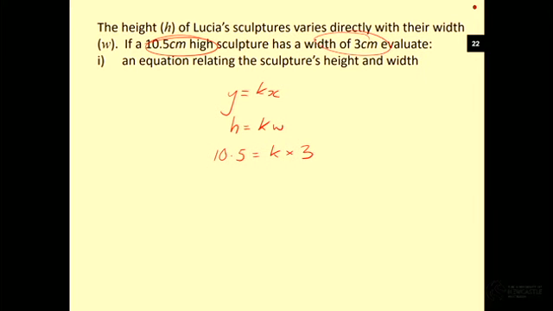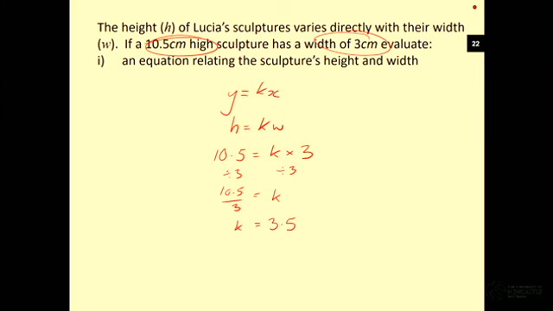So I've used an h of that, a width of that, chucked it in. I'll divide both sides by 3 to get that k by itself, to get rid of the times 3, gives me k equals 10.5 divided by 3. In other words, k equals 3.5.